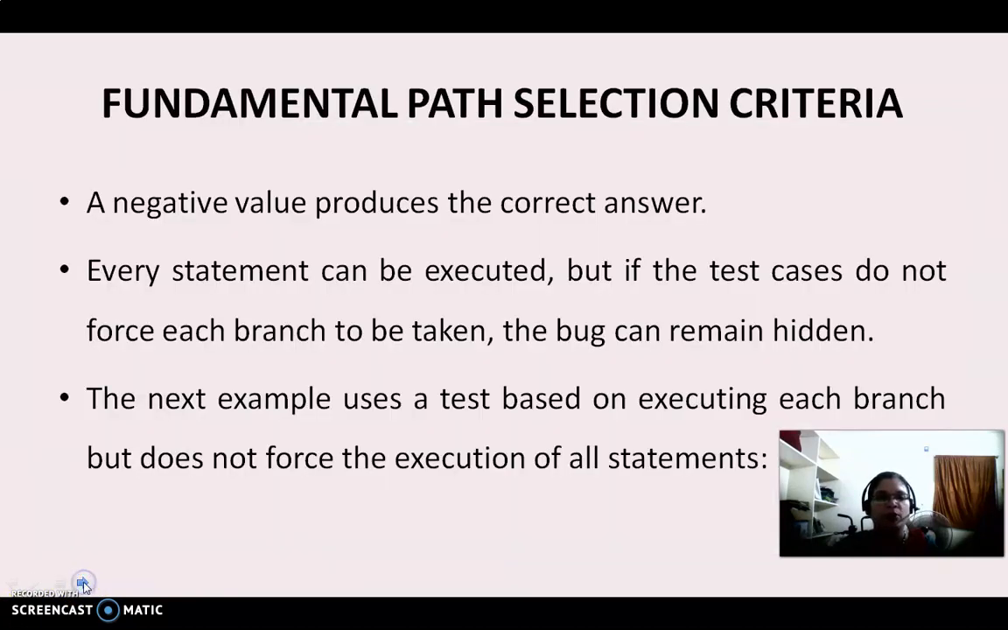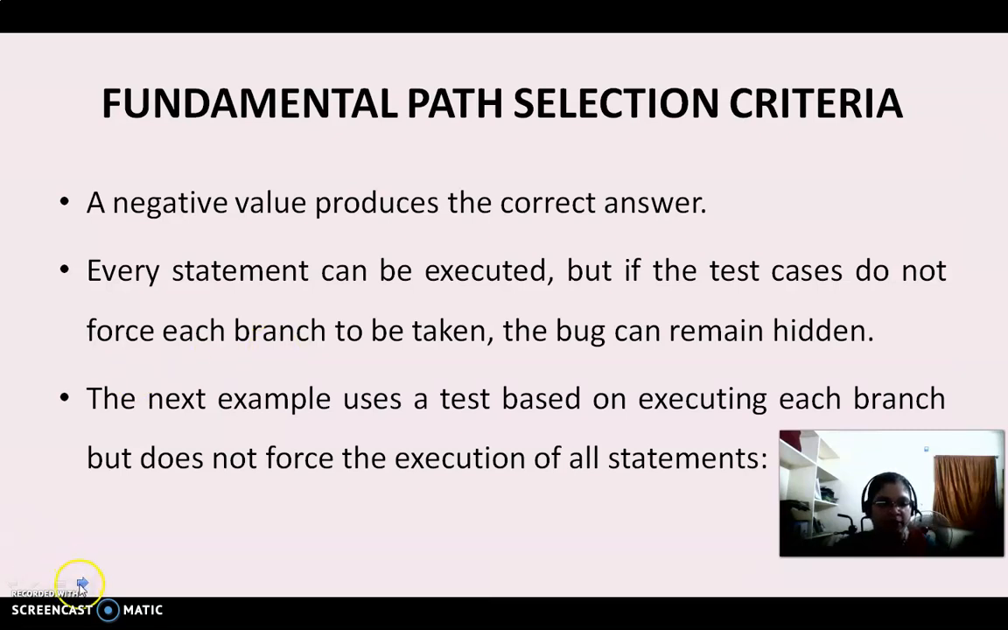Okay, so now every statement can be executed, but if test cases do not force each branch to be taken, the bug remains hidden. So every statement can be executed and every branch can be executed. If you omit the execution of any one of the branches, then the bug remains hidden. It won't come out. Okay, so the coming example uses some test-based execution, and we are executing each branch but not forcing the execution of all the statements. So whenever we are not forcing the execution of all the statements, the bug will be there, and it remains there forever.